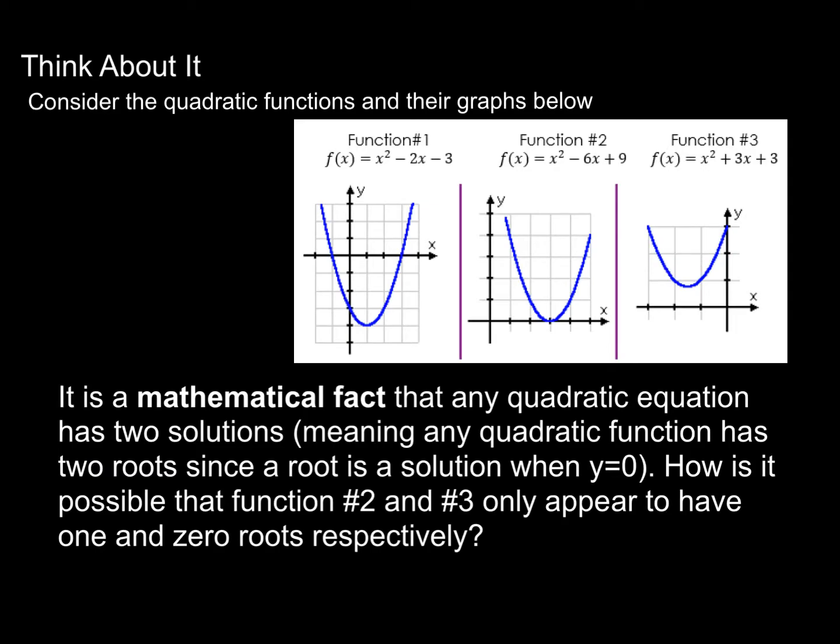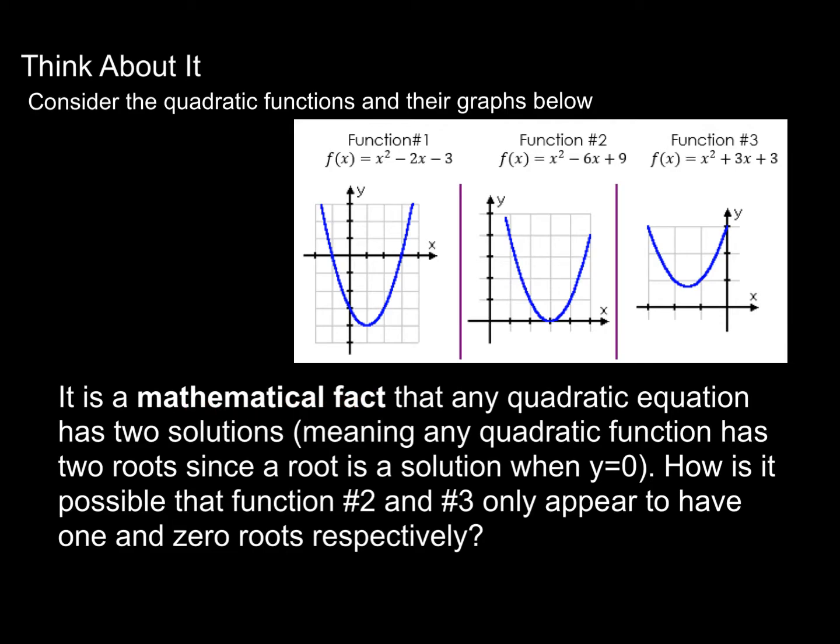How is it possible that function 2 and 3 only appear to have 1 and 0 roots respectively? So remember that the graphical interpretation of a root is where the function intersects the x-axis. So if we notice, function 2 appears to only do that once, and function 3, 0 times. So your goal is to try and figure out how this could be the case. Okay? So I'm telling you, it's a mathematical fact. It's been proven. I can prove it to you.